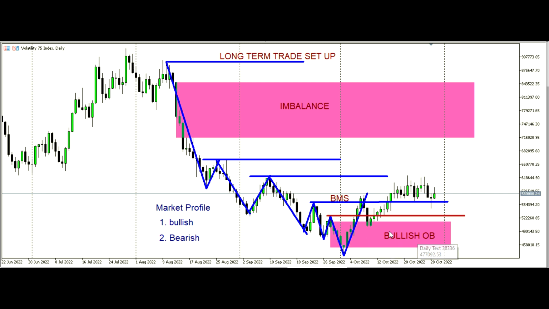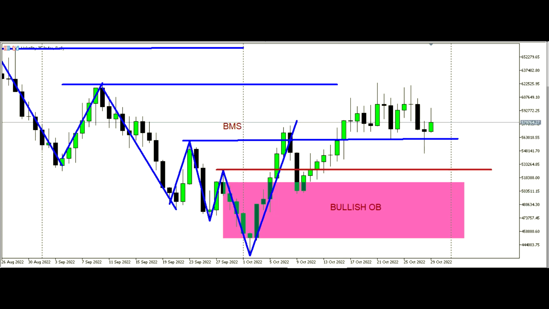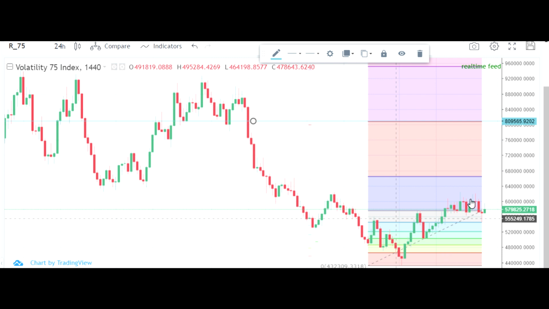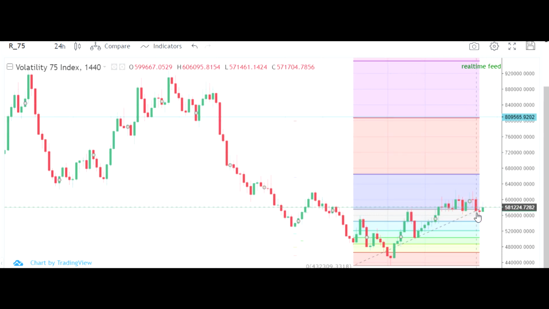Now, here I put what we call the bullish OB. Bullish OB means a bullish order block. This is an order block. Why do I consider this? Why do I shade this area and say it's an order block? Let me zoom out, or let me go to this chart and explain from this point. You get a clearer picture from here.